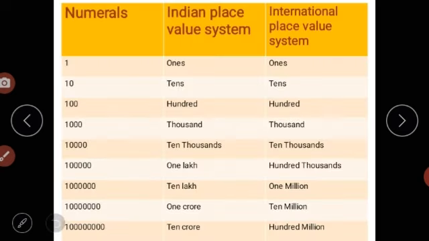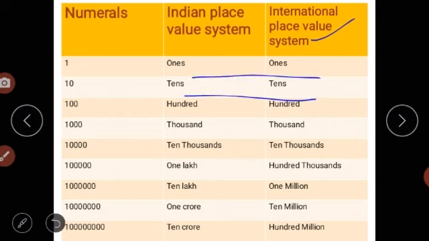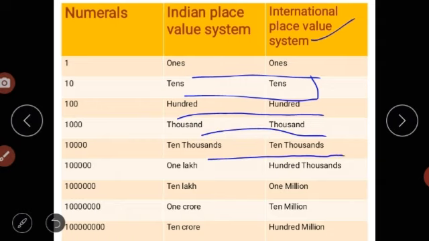Okay. Next we have numerals and the Indian place value system and international place value system. Here we can clearly see that 1 is called 1 in both systems. 10 is called tens in both systems. Next, for hundreds we call it 100 in both the Indian place value system and the international place value system. For thousands also, and for 10,000s, we can see the similarity between the two. They are the same till the 10,000s.